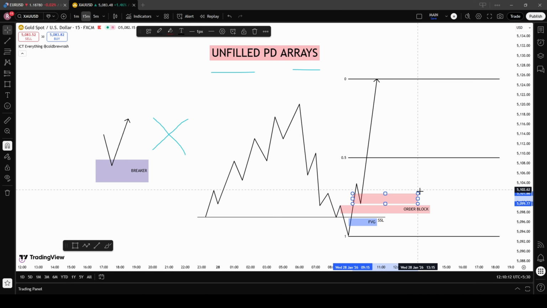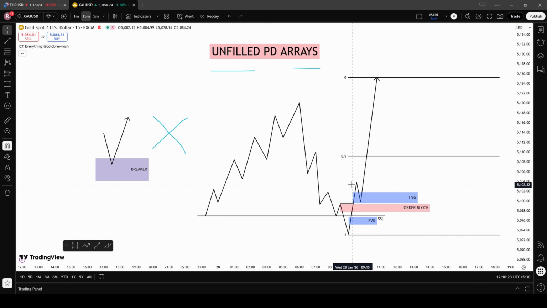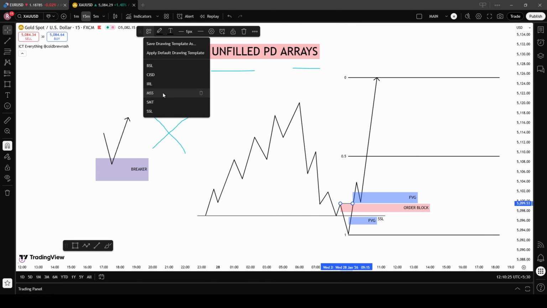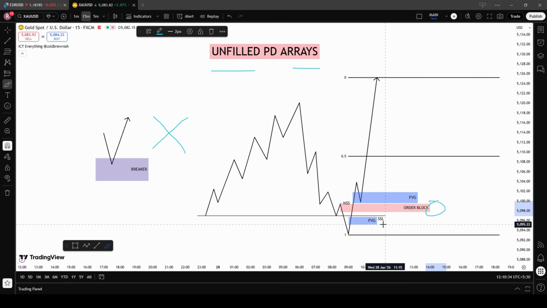According to this diagram example, we first have a sell-side liquidity sweep. After that, price gives us a market structure shift or some form of entry confirmation. During this move, price leaves behind a fair value gap and an order block that remain unfilled. At this stage, we do not do anything yet. We wait and allow price to continue and form the high of the leg.